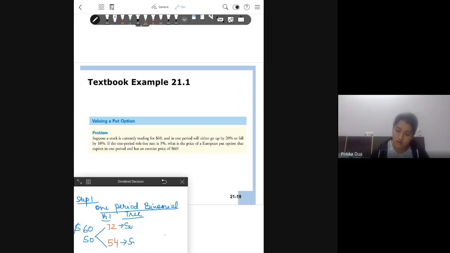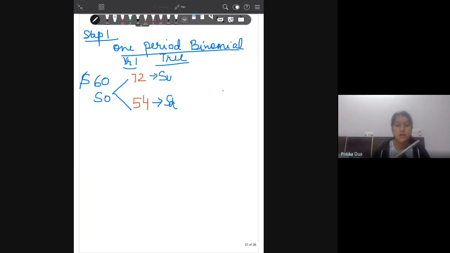Okay, so apart from this, the only value we need is RF, which is 3%. Okay, now after this, you calculate the value of the put option. What will be CU? If you want, you can write it as PU or PD. But for simple purposes, I'll keep it as CU and CD, because we have used the same in the formula.